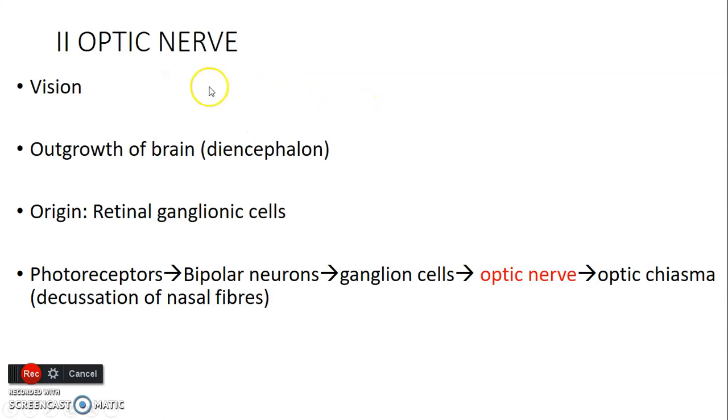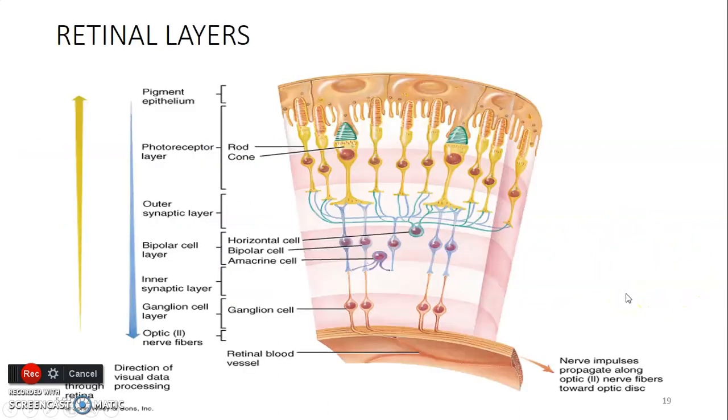So we go to the second cranial nerve, which is the optic nerve. It's for vision. This nerve is an outgrowth of the diencephalon, and it originates from the ganglionic cells in the neurons on the retina. So remember, we usually have photoreceptors for vision. These synapse with bipolar neurons that synapse with ganglion cells, which form the optic nerve. The optic nerve fibers will decussate at the chiasma, okay?